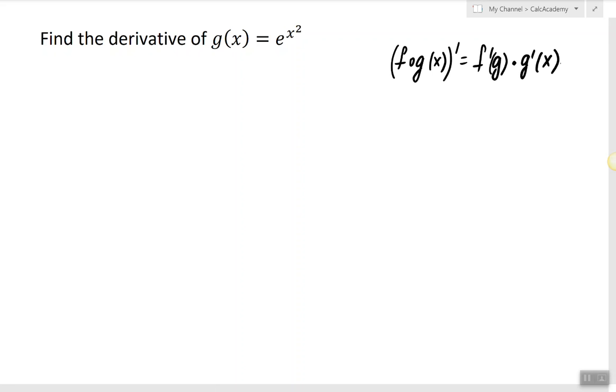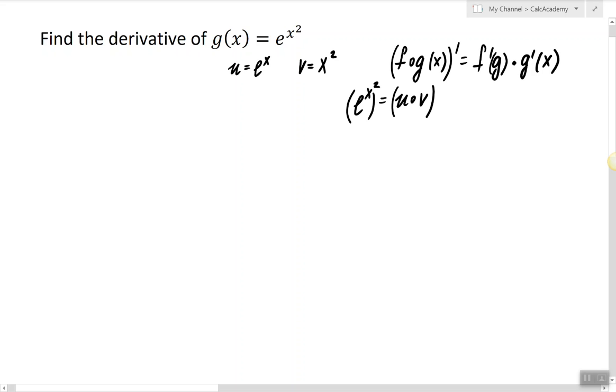So for example here, what is g of x? g of x is e raised to the power x squared. So the outer function, we can call it u, so u is exponentiation, and the inner function is v, which is the square. And we have here u of v, which is exactly e to the power x squared.